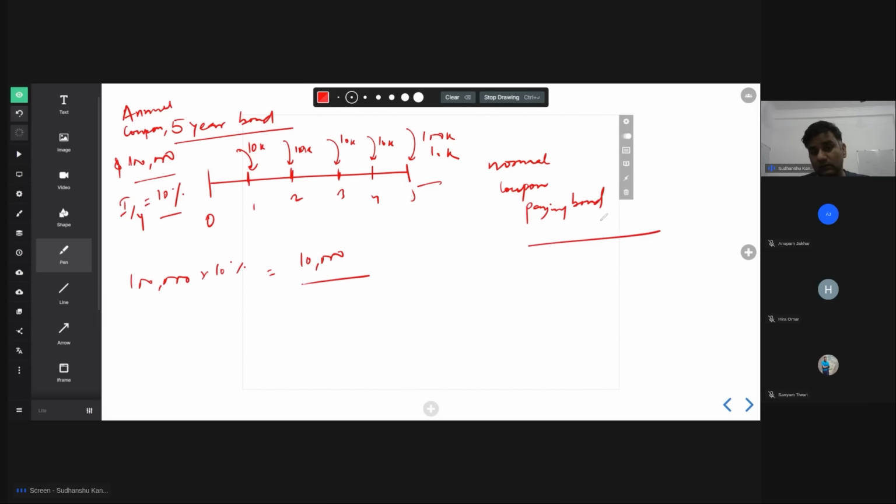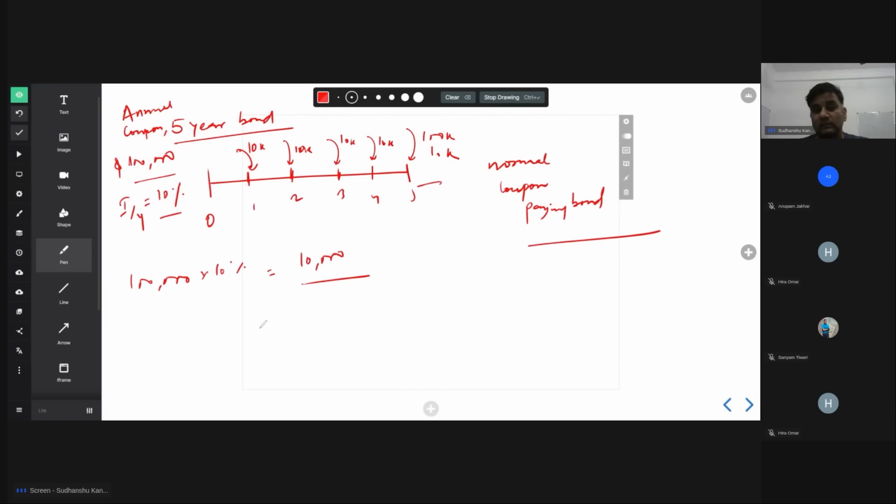But it's not necessary that all bonds are like this. There is another category of bonds called ZCB, zero coupon bonds. What's the speciality of a zero coupon bond? The name itself says zero coupon. Now you are saying, sir, what do you mean by zero coupon? Just now you said I will get some money every year, and now you are saying I'm not getting money any year. So why should I buy the bond?